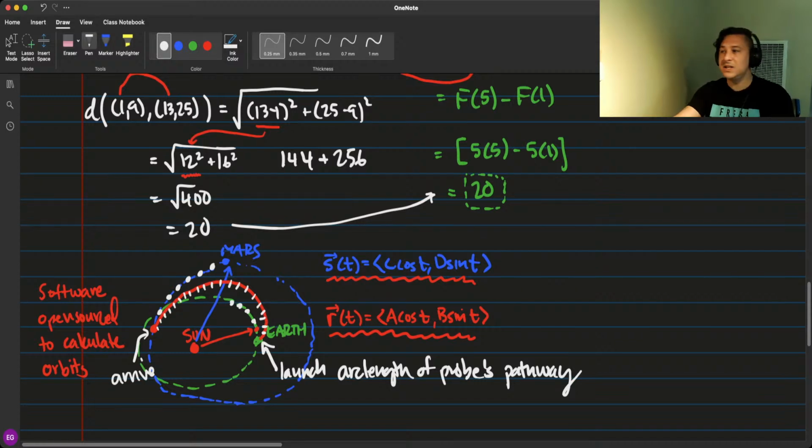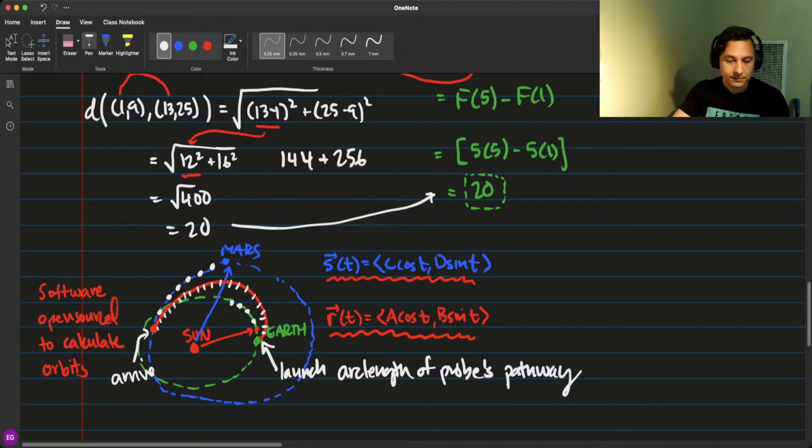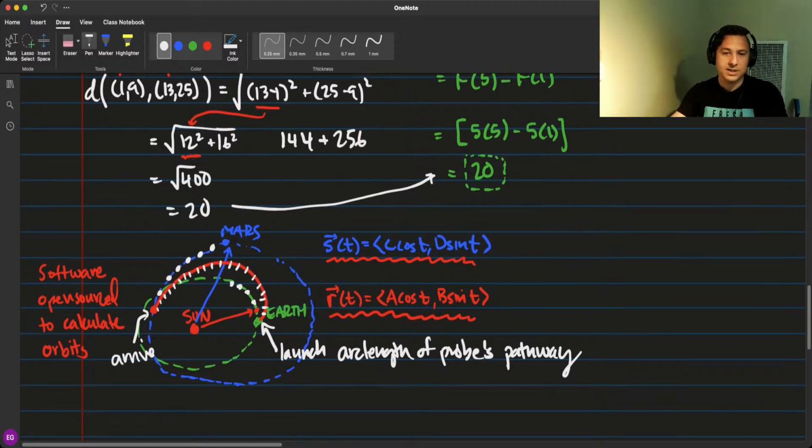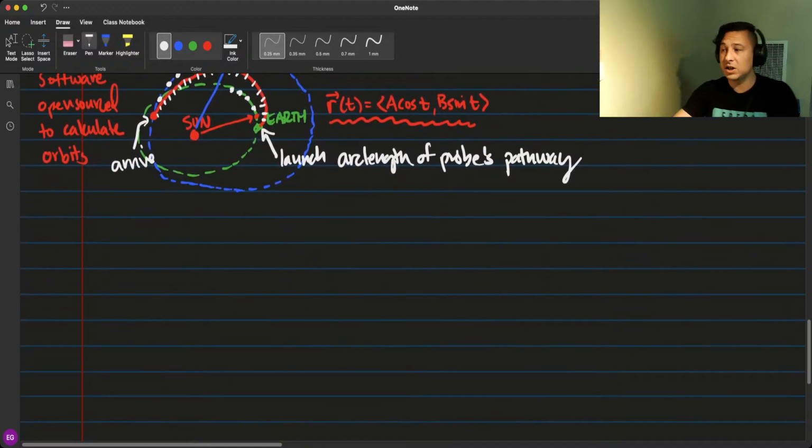And then basically what they do is they do a calculation like this. It's a little more complicated because there's more physics involved, but ultimately it comes down to the same thing. You want to figure out the arc length of the curve that the probe took to go from one to the other. So let's look at an example of one of these curves to talk about this.